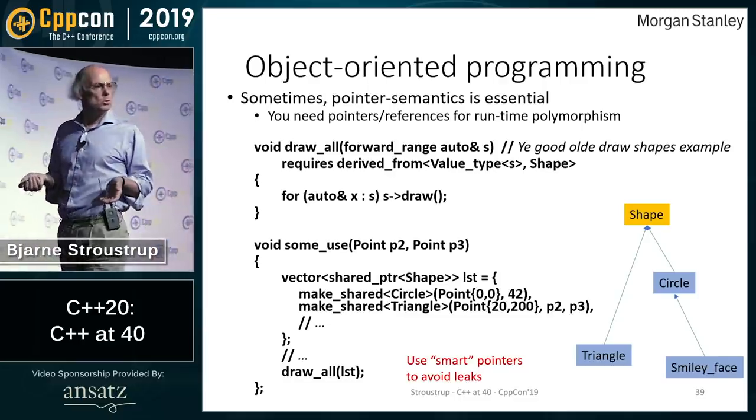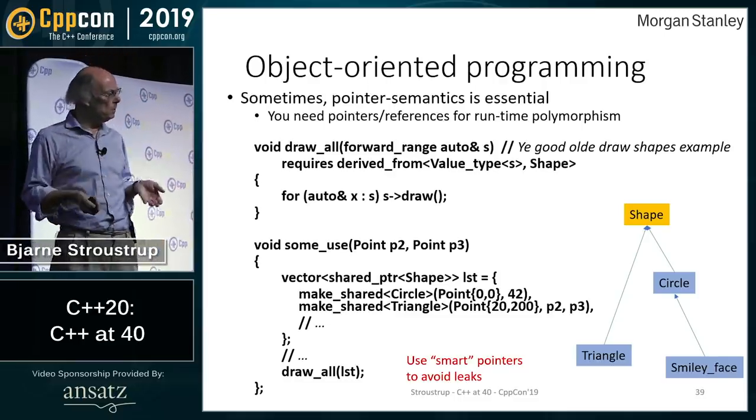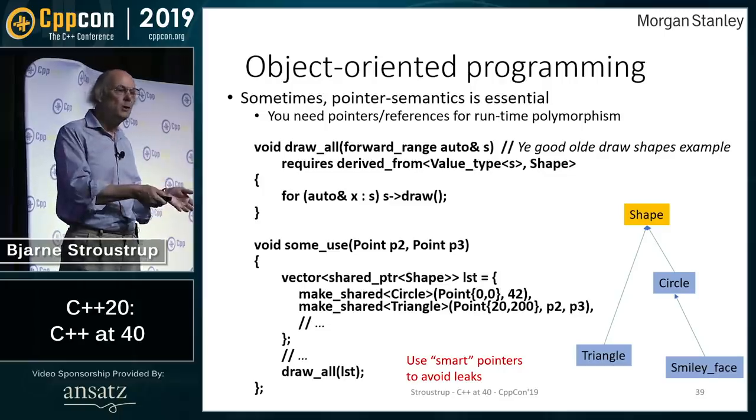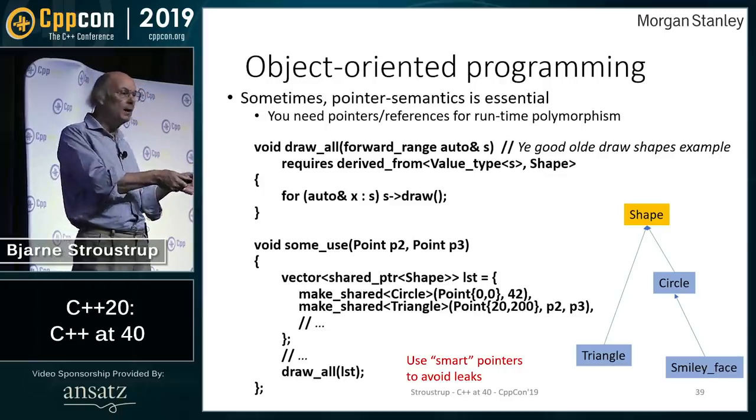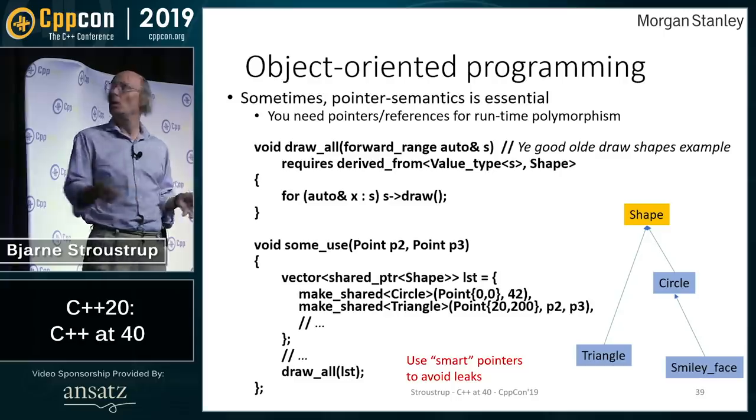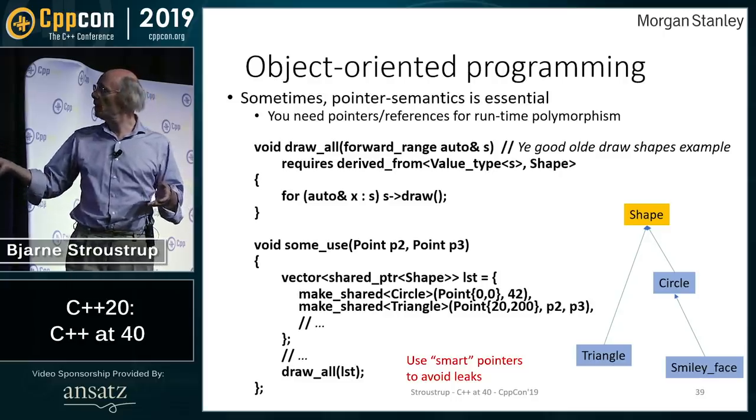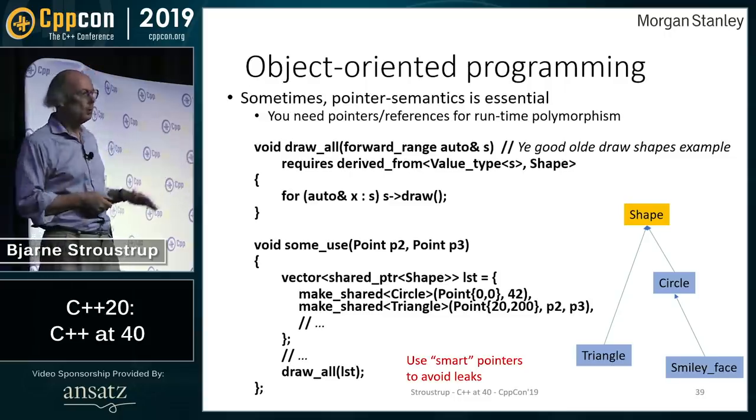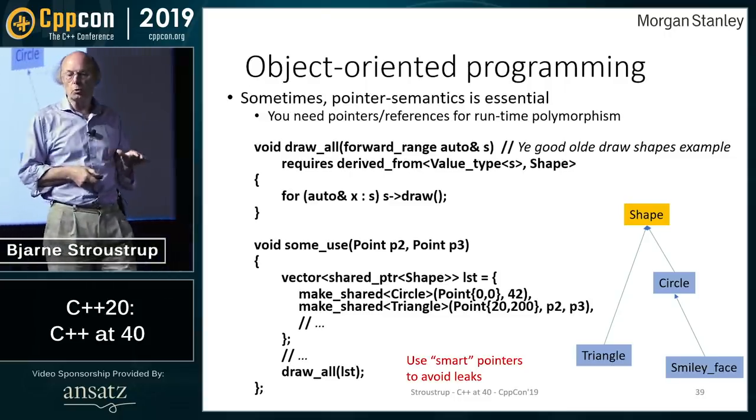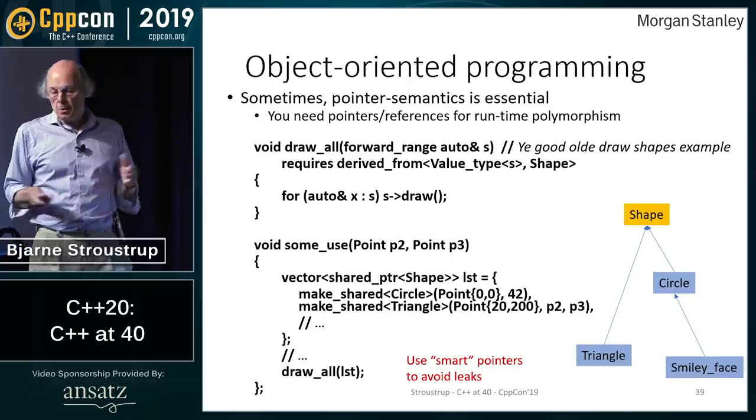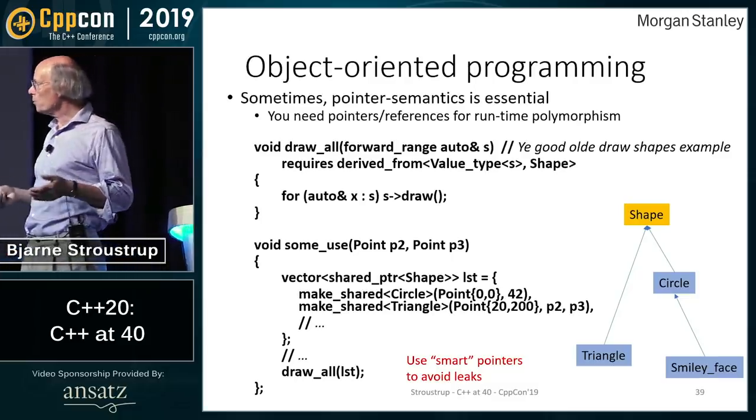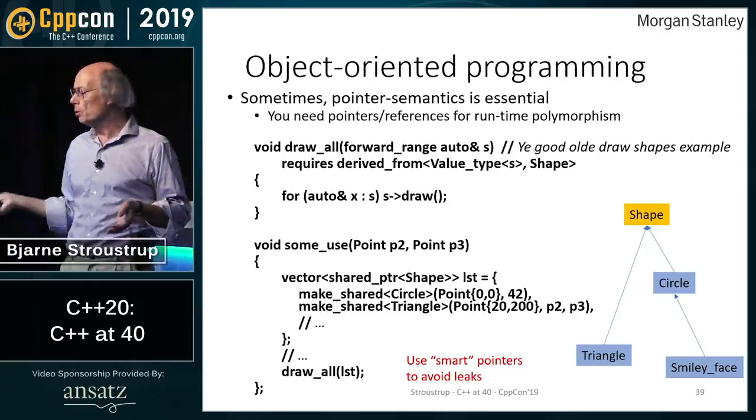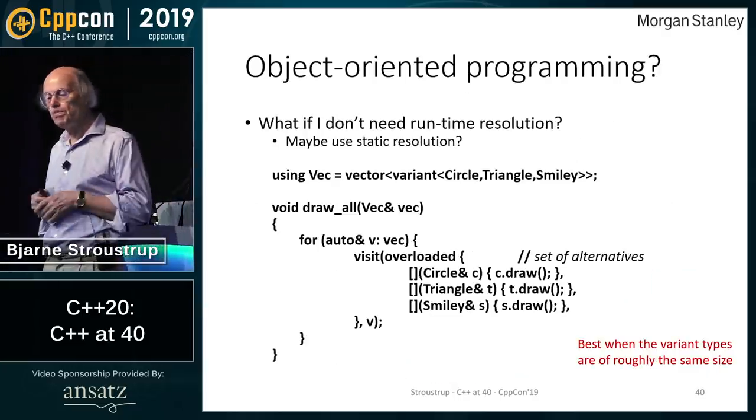You need pointers to do classical object-oriented programming because you program against interfaces. You don't know what is in those interfaces. You don't know if that shape is a circle or a smiley face or a triangle. So you inherently work with less information through pointers. And I use smart pointers, of course, because in this case, I need pointers, and I use the smart pointers to avoid leaks. I really hate leaks.